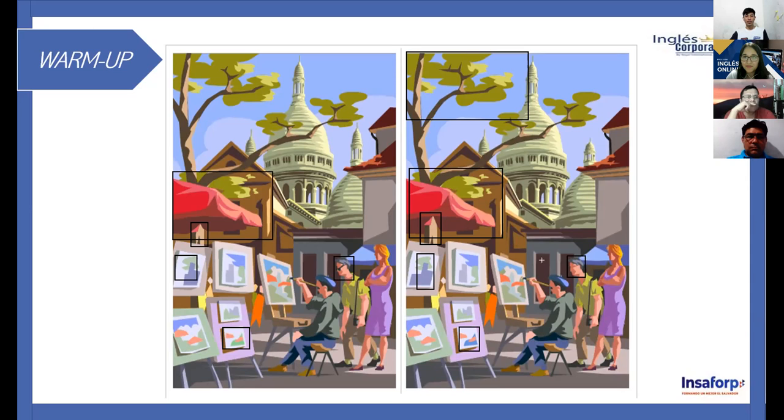The white roof. There are two white roofs. Okay. You mean this second one? Yes, it is. The second is smaller than the first. It is smaller, right? Yes, it is. Okay, here you have.